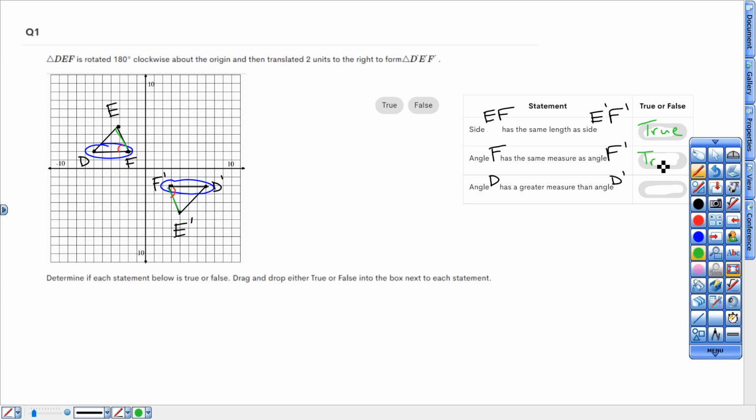That is true. And then the last one, angle D is a bigger angle than D prime, and that would be false because D and D prime are equal. So if you're saying one is bigger than the other, that is a false statement. First word is surf. Surf.